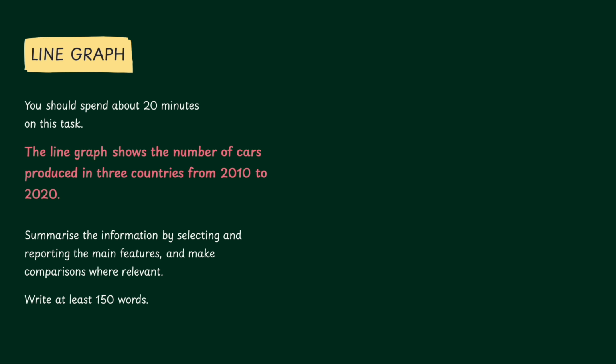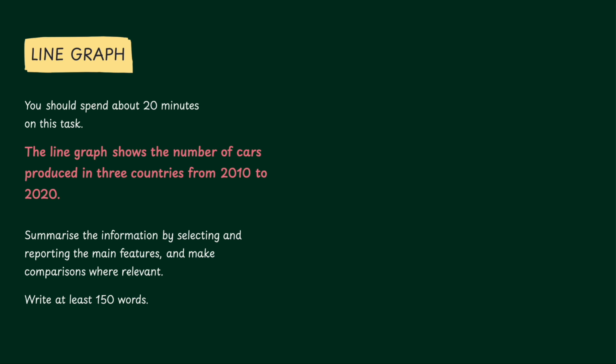The first question type that you'll see here is a line graph. On the left side, there's the instruction. And the instruction is always the same, both in practice test and the official test. You are expected to spend about 20 minutes on this task. Your goal is to summarize the information by focusing on the main features and making comparisons when necessary. You also need to write at least 150 words.